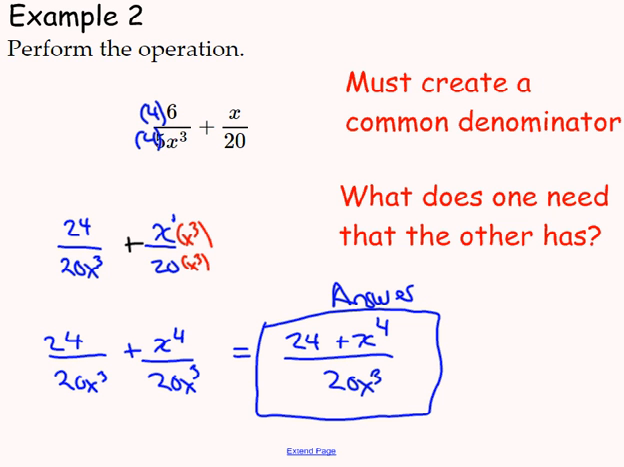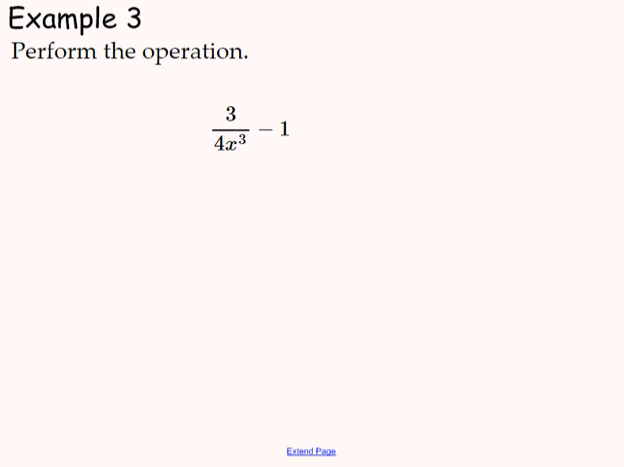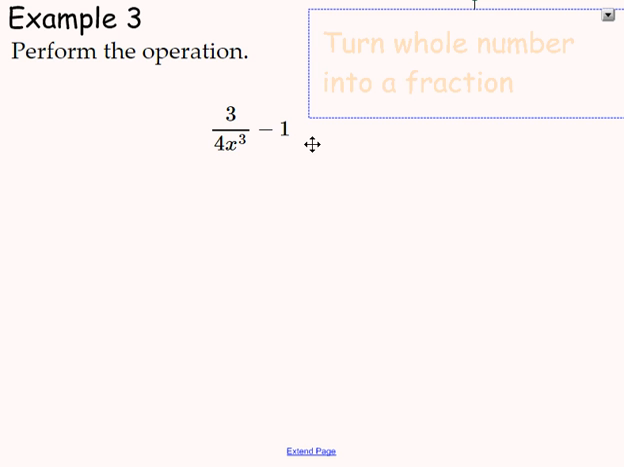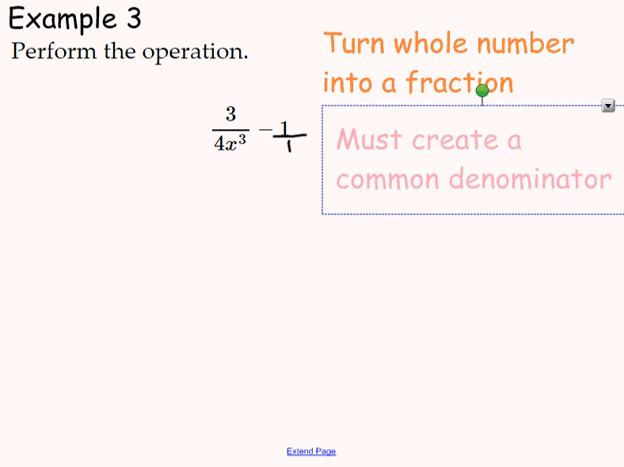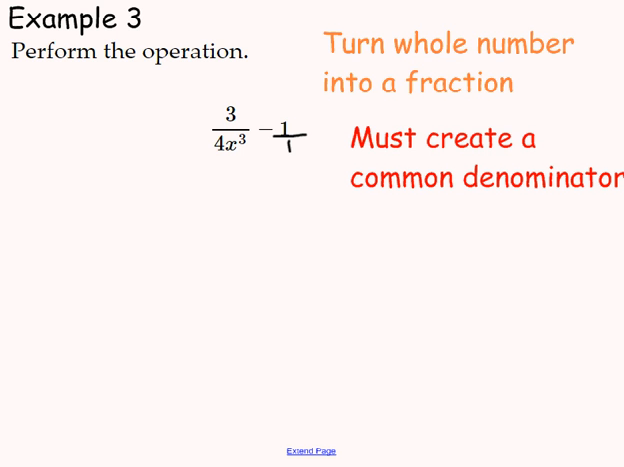Let's try one more. It says perform the operation. So this time, though, I have to turn the whole number into a fraction. So I have to turn this into a fraction, and I could just do that by putting it over 1. Okay, now I have to create a common denominator. Now, how could I get this to be 4x to the third? That's easy. Anything multiplied by 1 is itself, so I just have to multiply this by 4x to the third, and I have to do the same on the top.